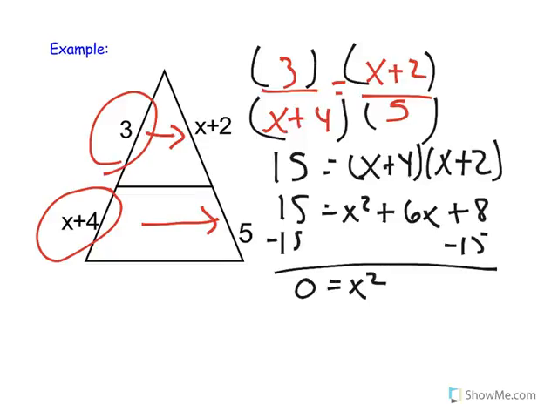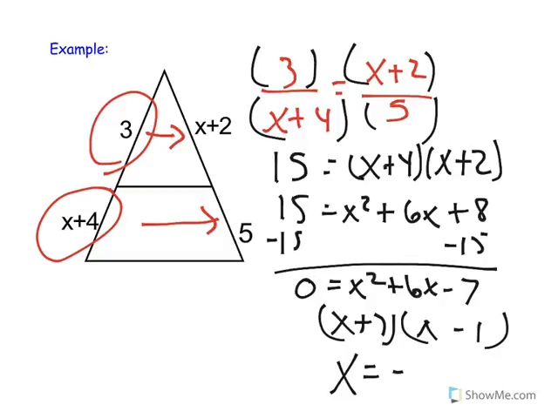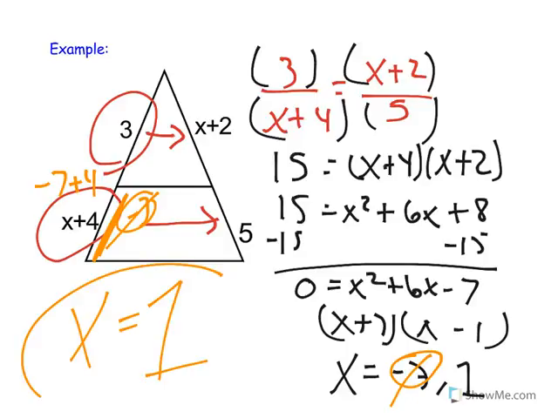So 0 equals x squared plus 6x minus 7, which can factor to (x plus 7)(x minus 1). 7 times negative 1 is negative 7. 7 minus 1 is positive 6. So x equals negative 7 and positive 1. Looking at our picture, if I put negative 7 right here, then you would have that side length being negative 3, which does not work. So that means that negative 7 doesn't work. It's just x equals 1.